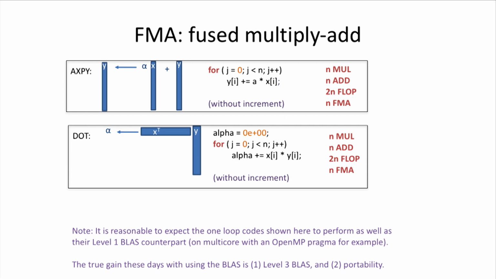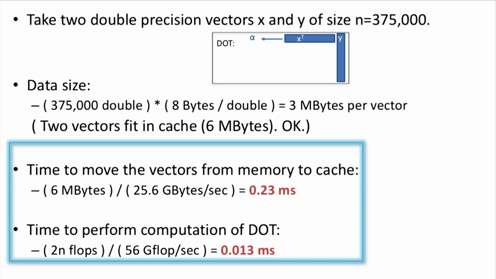So in the case of the AXPY, I multiply n things, I add n things, I do 2n floating point operations, and I issue n FMAs, fused multiply-add instructions. In the case of a dot product, the same situation is true. I do 2n operations. So very simple. I'm going to take long vectors. I want to get rid of latency, so I'm going to take long vectors to fill up cache.